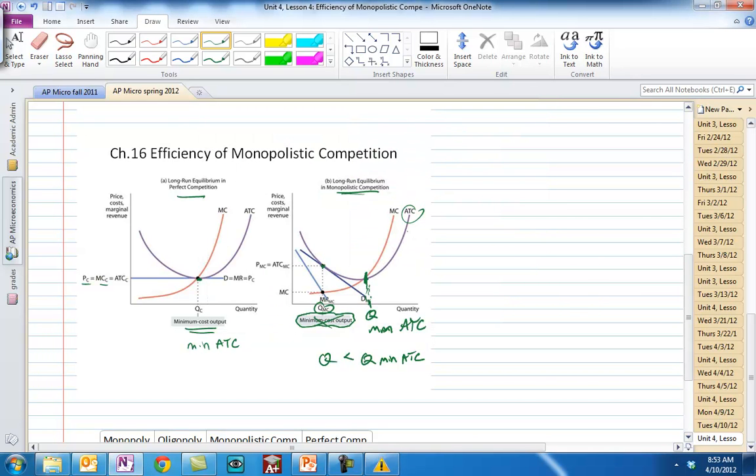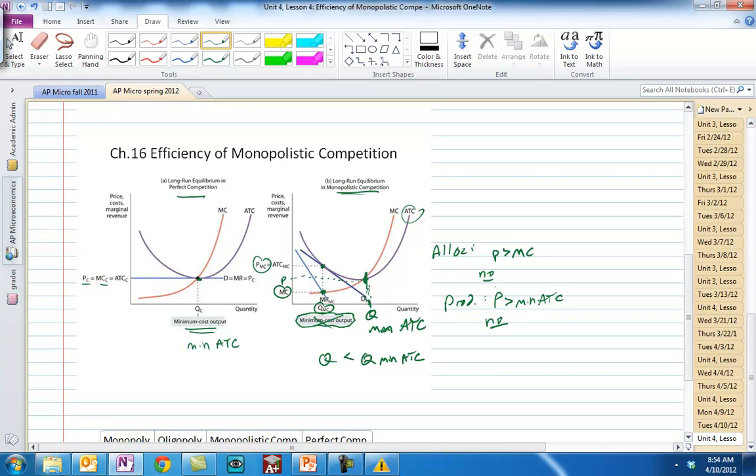So again, back to this graph, we can look at whether it is allocatively efficient. Does price equal marginal cost? Well, here's the price that the firms are charging. Here is the marginal cost of production. So no, the price is greater than the marginal cost, so not allocatively efficient. And in terms of productive efficiency, we've already said, here's the price. Here would be the minimum cost price and quantity. So the price that the firm is producing at is greater than the minimum average total cost of production. So it's not productively efficient either.